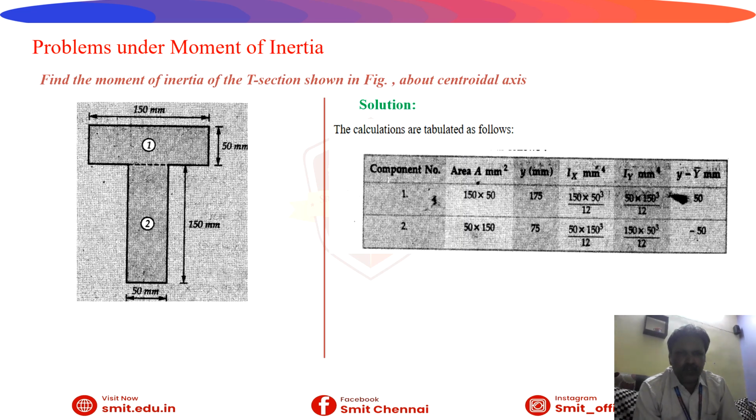Then find the moment of inertia of the T section shown in the figure about its centroidal axis. This is the T section. 1, 2, we have two sections. In the previous problem we saw many sections for this diagram. In this we have only 2, very simple one, the same thing. Area we have to find first, then followed by y, then Ix, Iy, then finally y minus y bar. We have to find that y bar also.